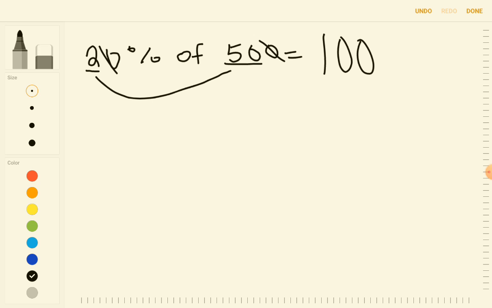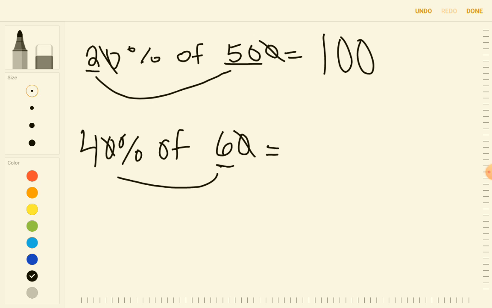For our next problem, we have 40% of 60. Again, we use the same process and we cancel out the zero. We do 6 times 4 and we get 24. And we can check in our calculator by doing 60 times 0.40 and we get 24.